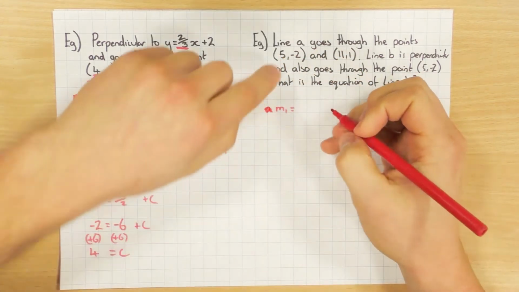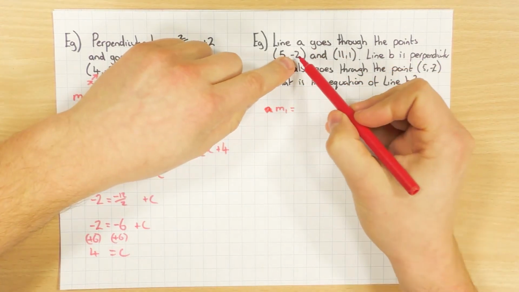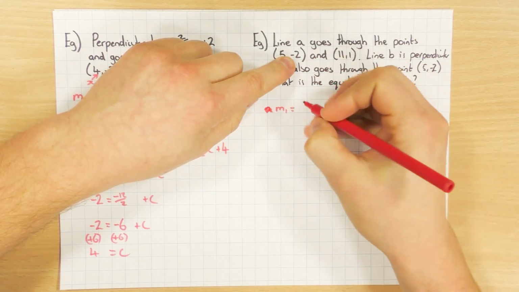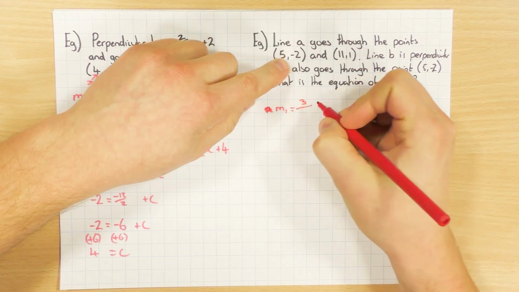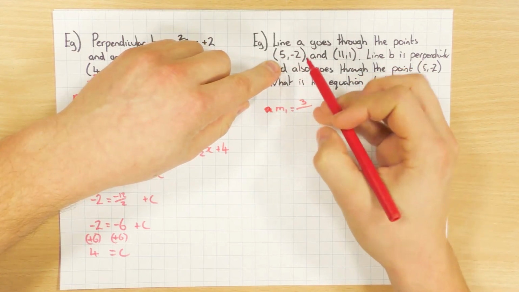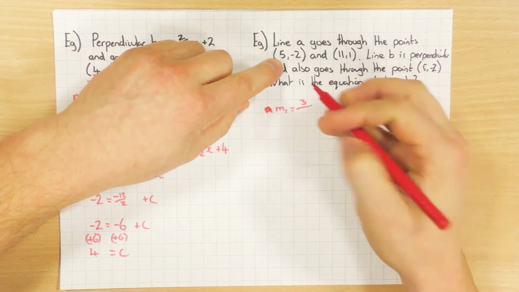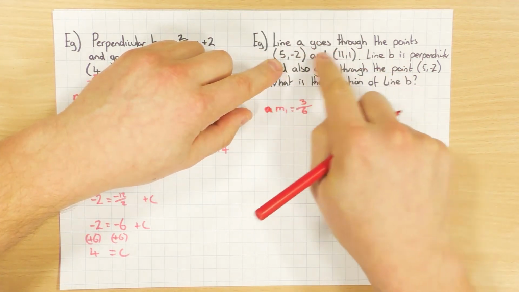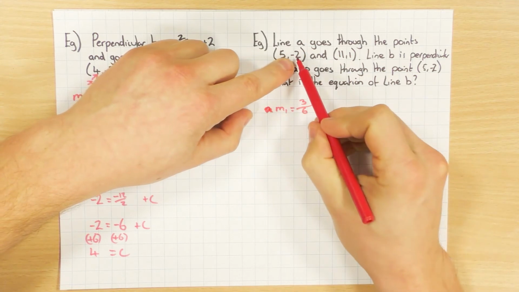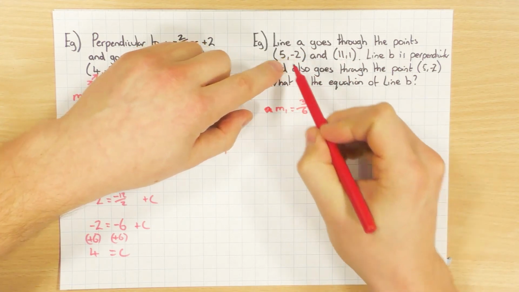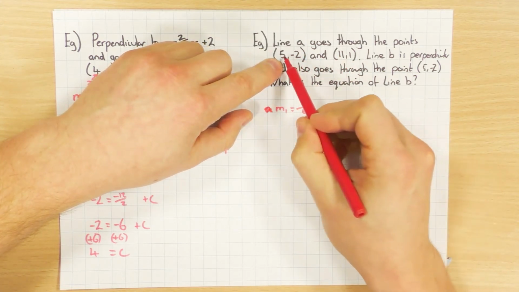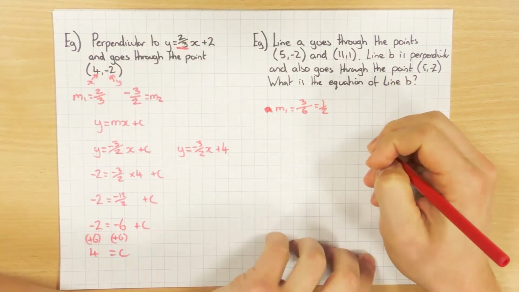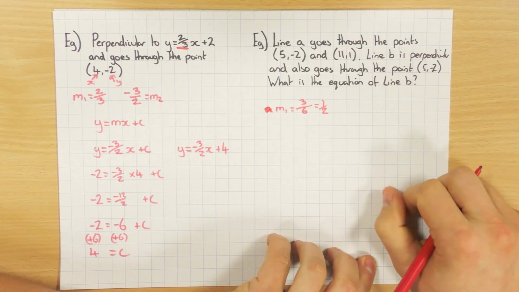Essentially, to work out the gradient, we look at the change in the y. So it's -2 to 1, so it's a change of +3. And then you divide that by the change in x. So from 5 to 11 is 6. Okay, so the gradient of line A going through these 2 points, we look at the change in y, so it goes up 3, and we divide that by the change in x, which is 6, and simplify that to a half. So the gradient of line A is 1/2.